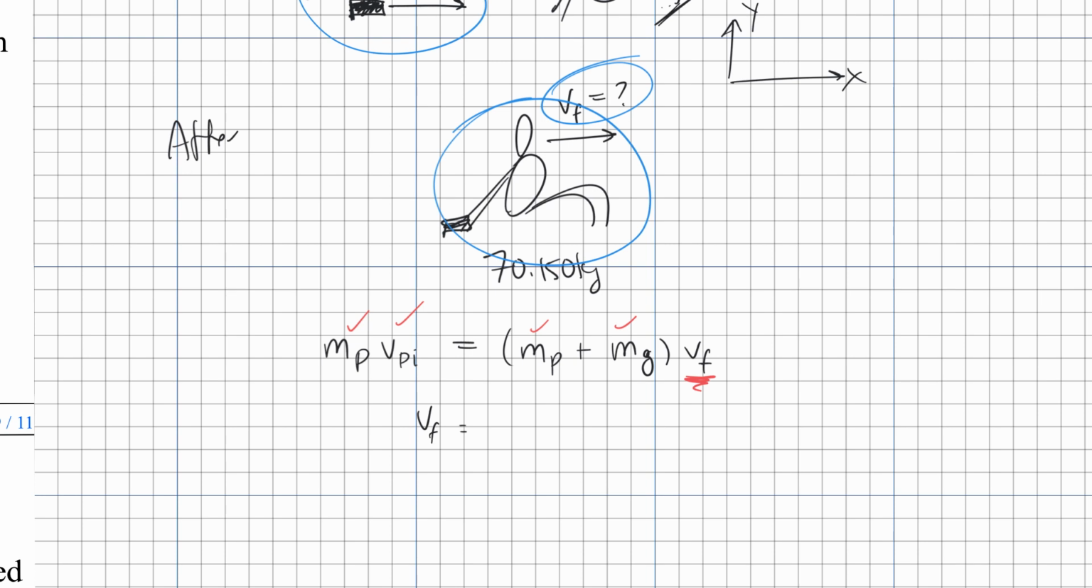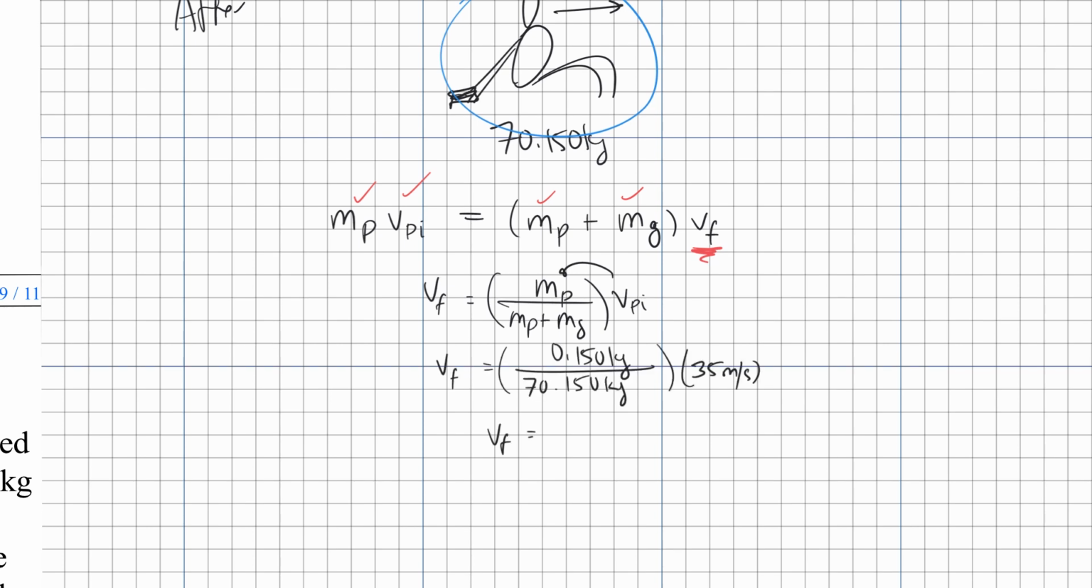So VF equals the mass of the puck divided by the mass of the puck plus the mass of the goalie, times VPI. I arranged it like this just because it pleases me. You do not need to arrange it like this if you don't want. You could have put the VPI on top there if that had been your preference. Again, I will pause as I plug the numbers in. Okay, so I get 0.074840 meters per second. And then I need to think about sig figs, and it looks like we're going to need 2 sig figs.